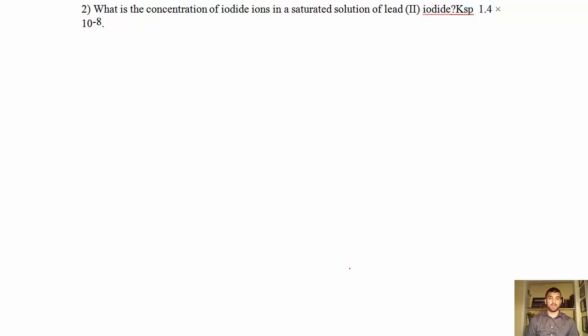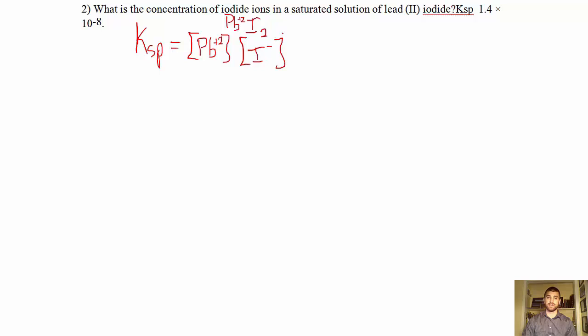All right, number 2 says, what is the concentration of iodide ions in a saturated solution of lead(II) iodide? Ksp is this. All right, so let's do a little figuring. For lead(II) iodide, well, lead is Pb2+, iodide is going to be minus 1, so the formula is going to be PbI2. So the Ksp is going to be the concentration of Pb ion times the concentration of the iodide ion squared.